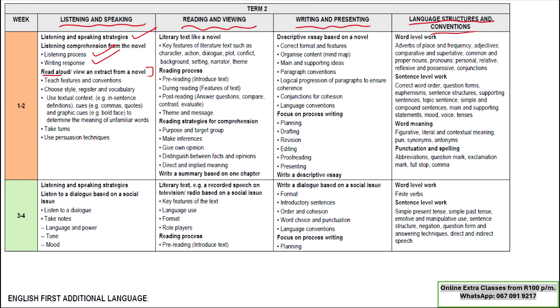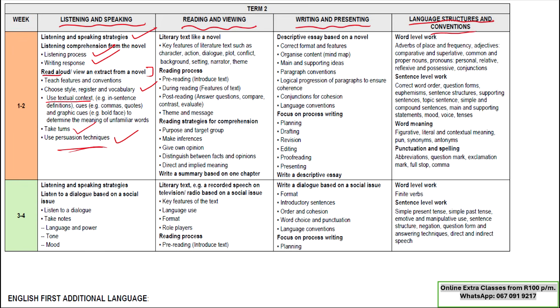And then we should also be able to note features and conventions, and we should also be able to use style, register, and vocabulary, and we should also be able to use textual context, right? So here we can see that we have take tense and we also have use persuasion techniques. Okay. And then once we are done, we will then move to reading and viewing.